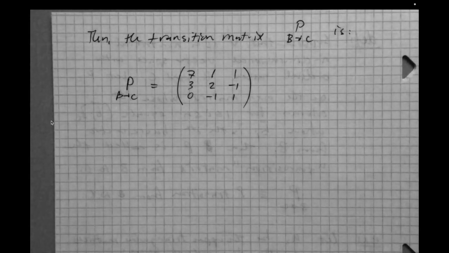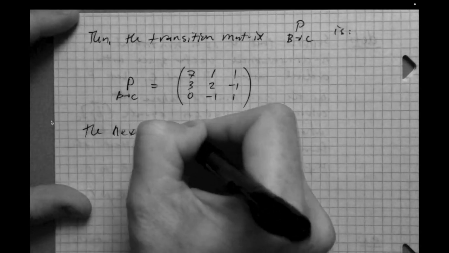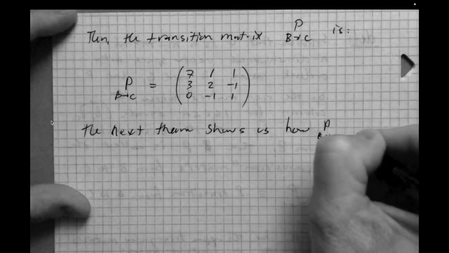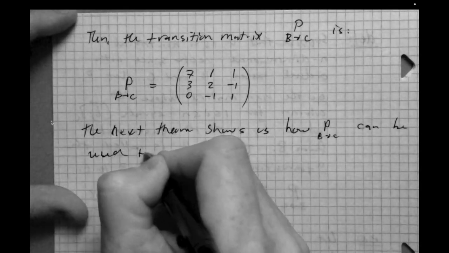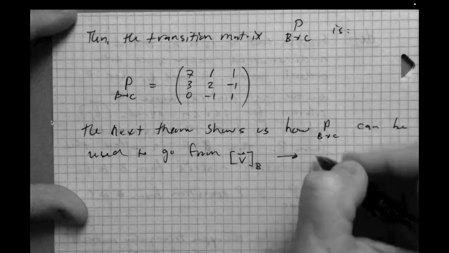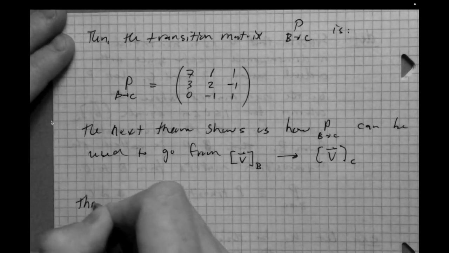Okay, so what's the use of this? Well, the next theorem shows us how P, from B to C, can be used to go from a vector coordinatized in B to the same vector coordinatized in C. Now, obviously, you could just back out of the coordinatization and just redo it in C, but P can be used instead of that method, and it's significantly more efficient. Okay, and so, theorem.